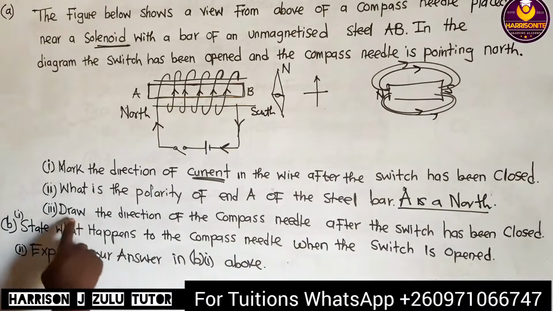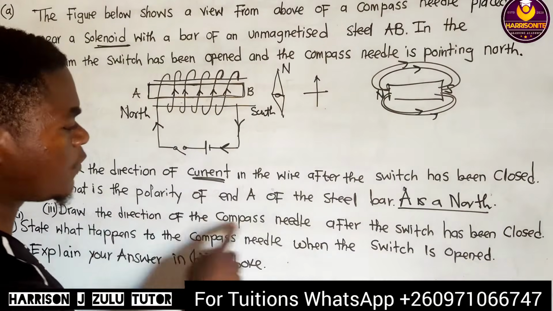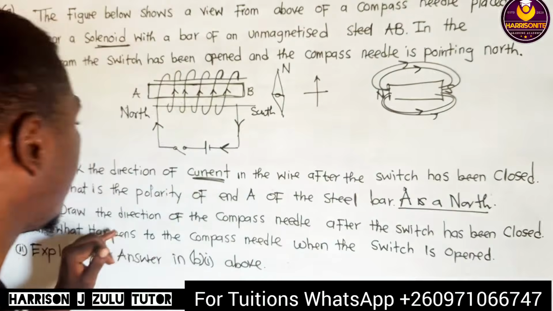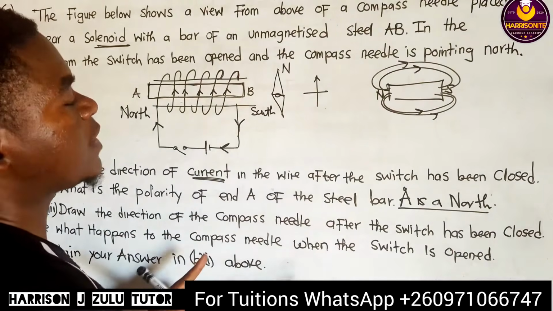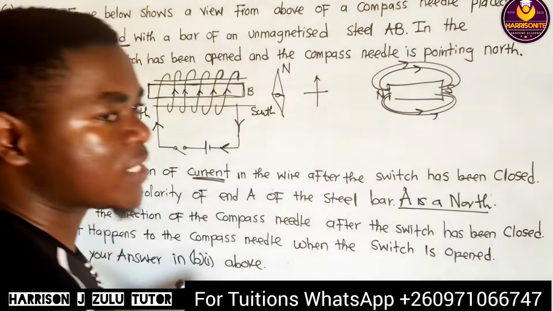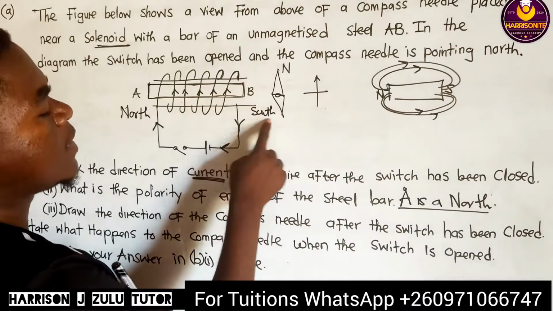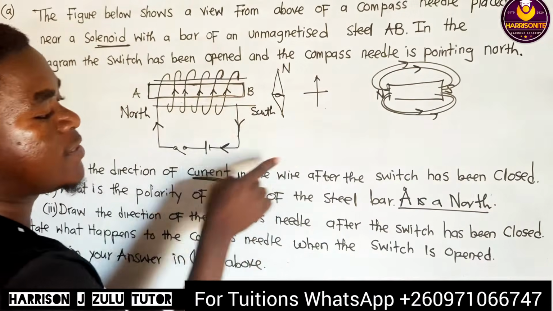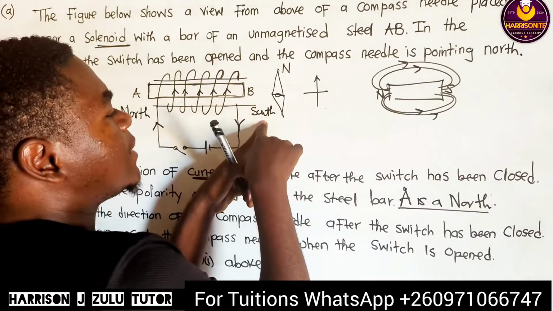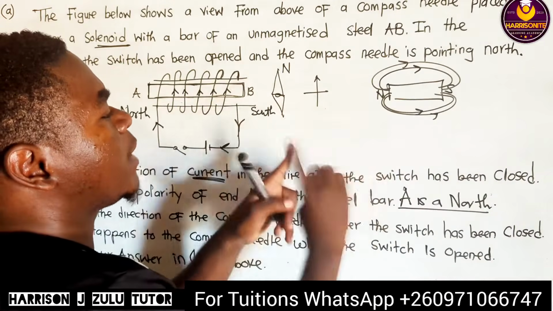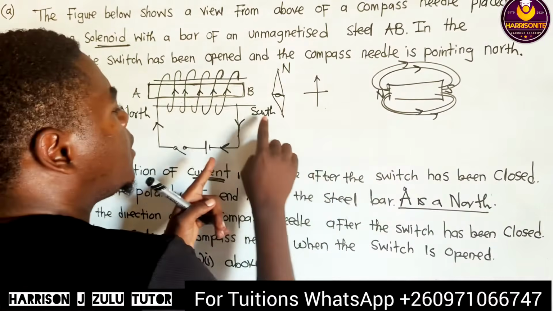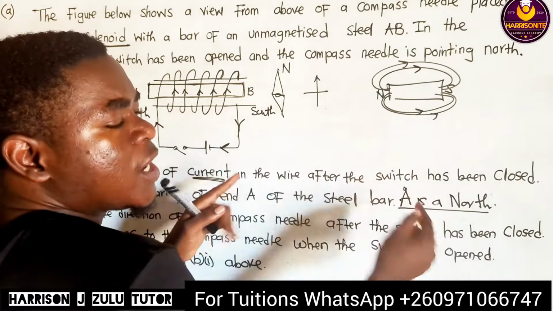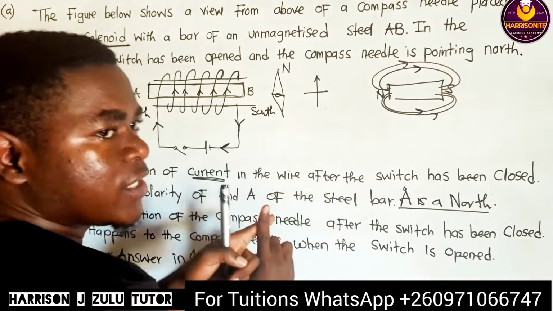We now move on to this other question. Draw the direction of the compass needle after the switch has been closed. They want us to draw the direction of the compass needle after the switch has been closed. When the switch has been closed, this is the south pole of the steel bar. So it is going to attract the opposite of it. That's when we are going to have attraction. So the south pole is going to be attracted to the north pole of the compass needle, so that there will be attraction.